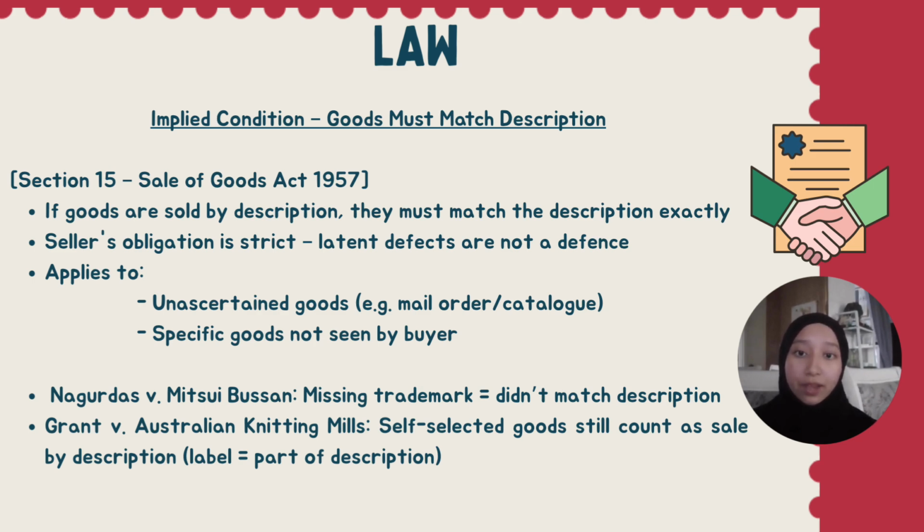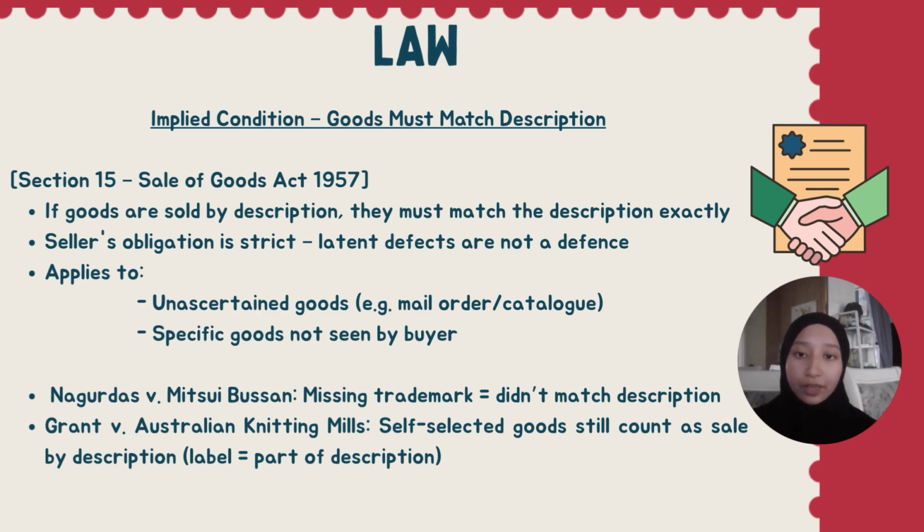This section applies in two main situations. First, when the goods are unascertained, such as mail orders or catalog sales. Second, it also applies to specific goods, especially when the buyer has not seen the goods before buying. An example case is Nagardas vs. Mitsui Bussan, where the goods were the right quality but missing a trademark. The court said that the trademark was part of the description, so it was a breach.